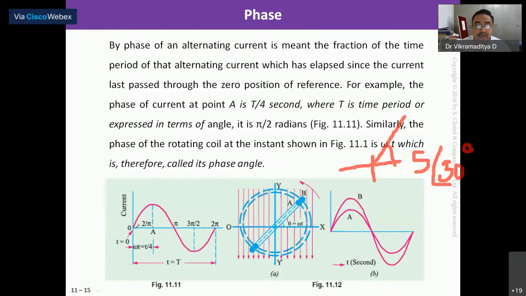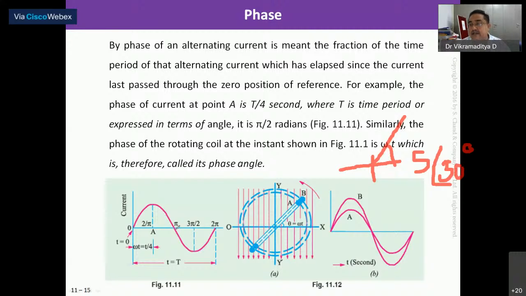Let us say you have a socket in your home, and you will find that at time t equal to 0, its value is 0. If you keep on measuring, you will find that at t equal to 1, it is different, t equal to 2. At t equal to T by 4, its value is a maximum. Then at t equal to T by 2, it is 0, once again 0. So it was 0 at the origin and it is again 0 after time T by 2, where T is the time period, that is, the time taken to complete one cycle.